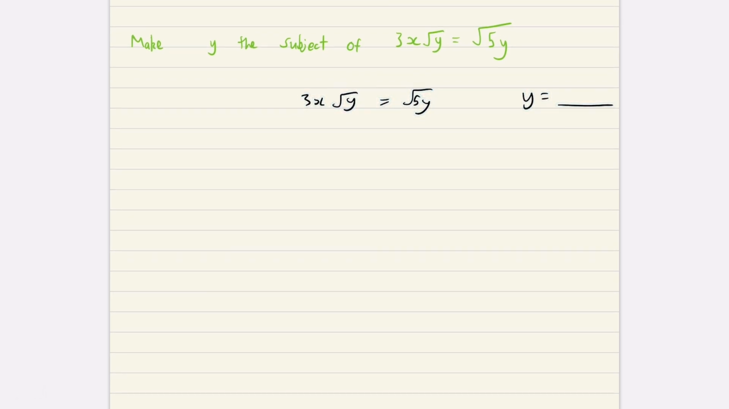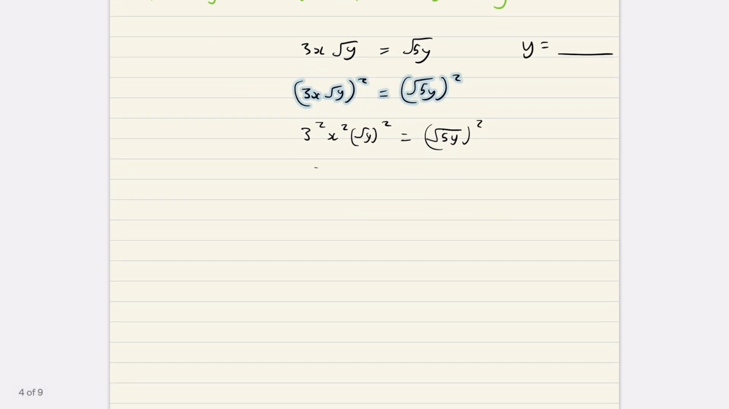If I square the left side, I'm going to get 3x root y, all squared. And then on the right side, I'm going to get root 5y, all squared. Now if I apply the distributive indices law, that square power applies to both the 3x and root y on the left-hand side. So I'm going to get 3 squared, x squared, root y squared. And on the right, I'm going to get root 5y, all of that still squared as well. Then on the left, 3 squared is 9, x squared stays the same, and then I've got root y all squared. The square root sign and the square simply cancel out, so you're left with y.